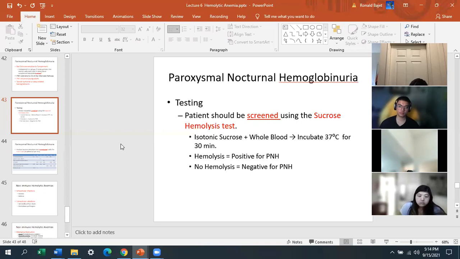So again, add sucrose to the whole blood, incubate it for half an hour at 37 degrees, and you look for hemolysis. If you do see hemolysis, it's positive for PNH. But do you call it PNH at this point?